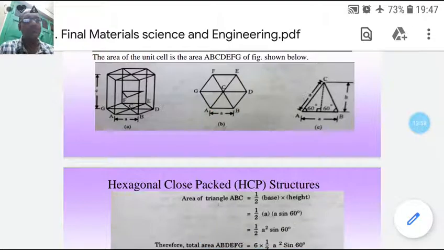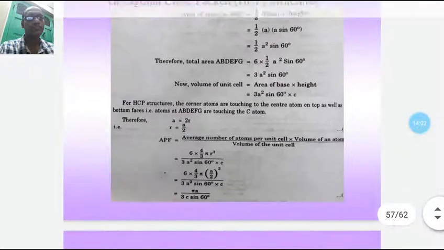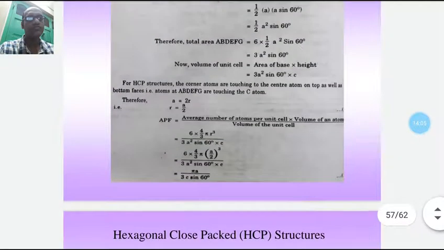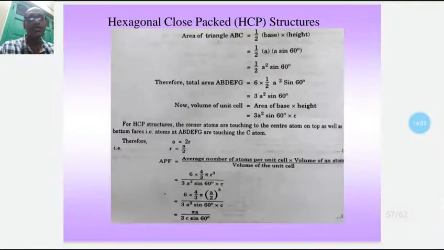Now we see the relation between the radius of the atom and the lattice parameter a in the base: a equal to 2r, and r is equal to a by 2. So APF will be the average number of atoms per unit cell into the volume of an atom divided by the volume of the unit cell. From the definition we know.